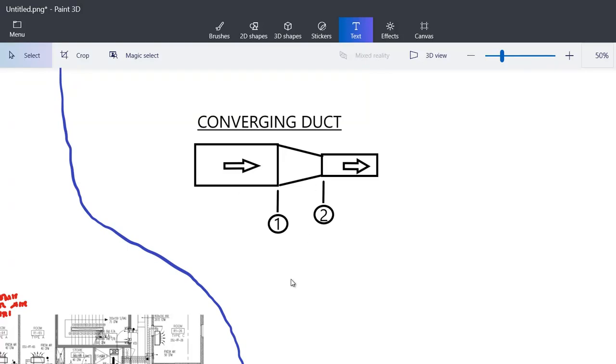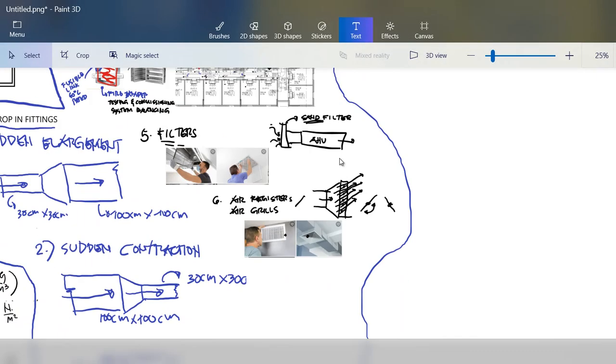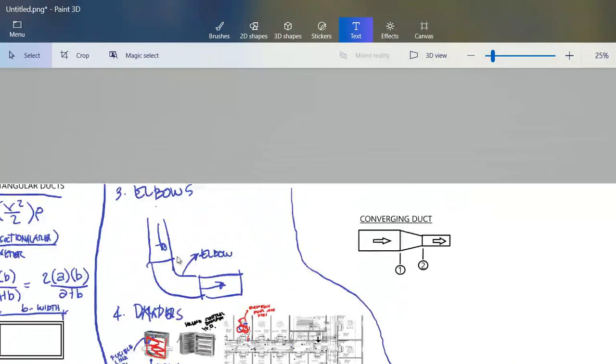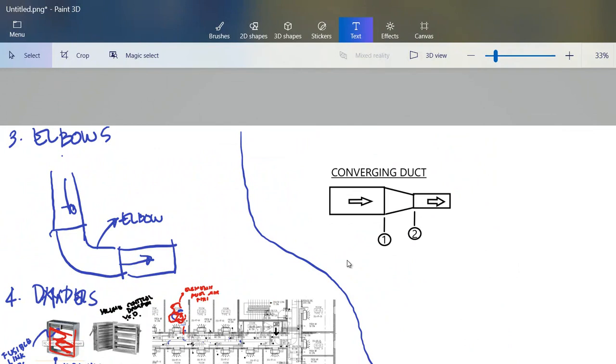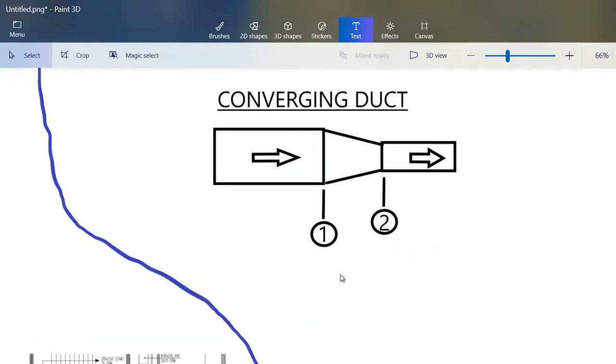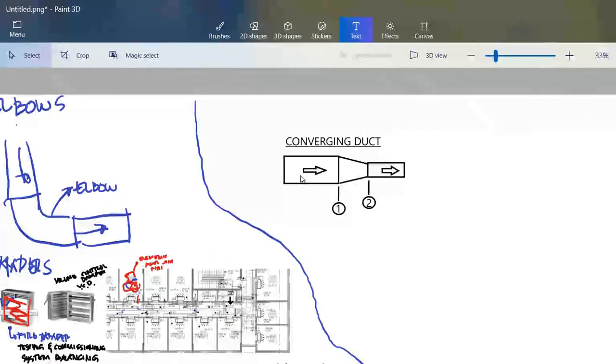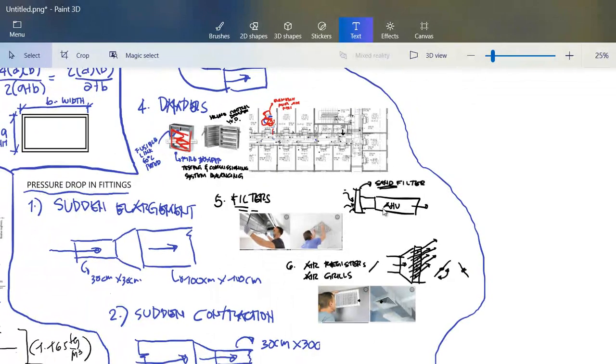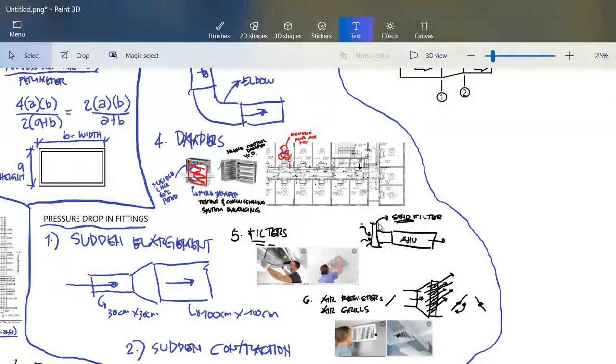Okay, so continuing. From earlier, I have already discussed the types of fittings that we are going to encounter that will produce a pressure drop. Now this is a converging duct. It's the same sample as this one, only reversed: sudden contraction and sudden enlargement.